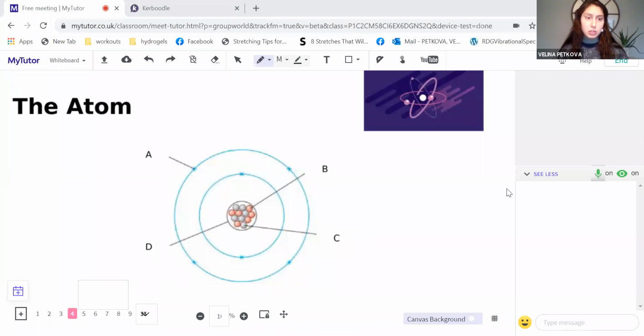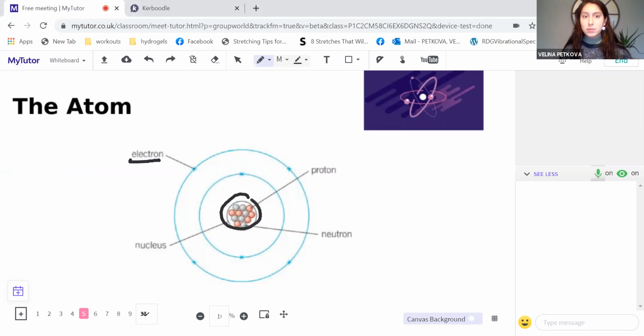Okay, so yeah, perfect. So here we have the electron, which circles around the nucleus. Here we have, of course, like we see, the nucleus, which contains both the protons and the neutrons. Okay, so your atom is made up of protons, neutrons, electrons, and the protons and neutrons are found in the nucleus.